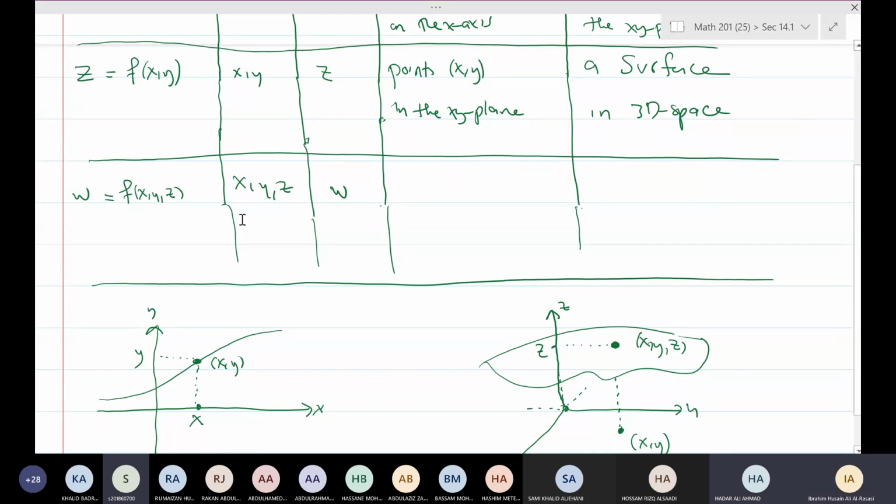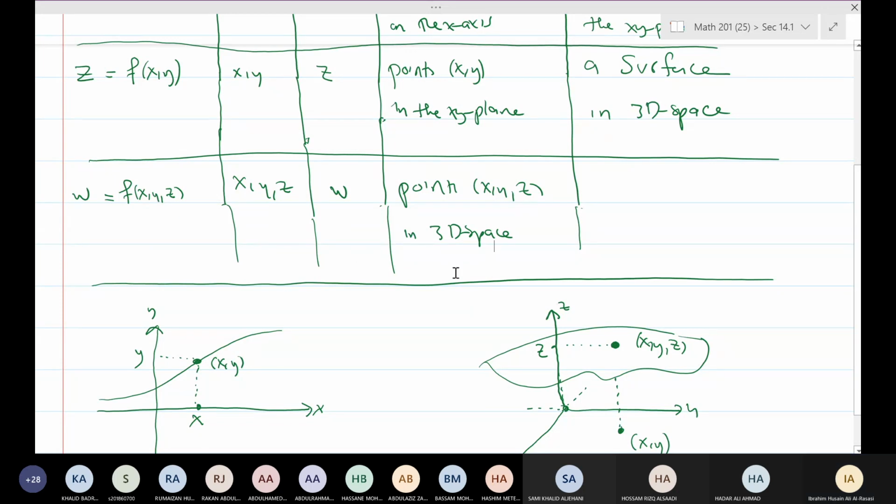Domain. You are substituting a real number for x, a real number for y, and a real number for z. So you have points of three coordinates, points x, y, z in 3D space. The independent variables are for the domain, the dependent variable for the range. So I need to feed three numbers, and these three numbers will form a point in a 3D space.